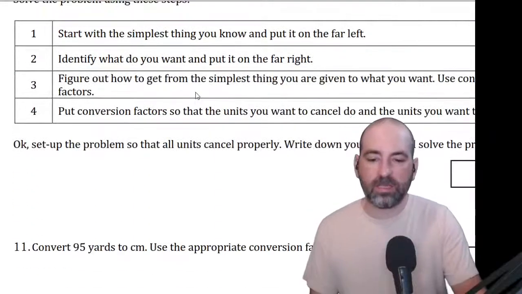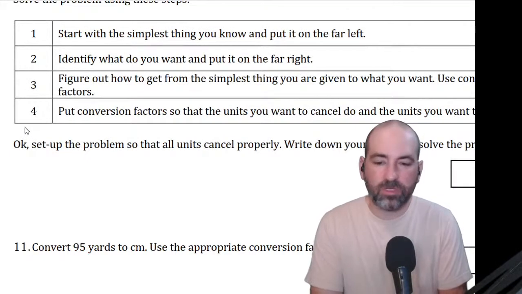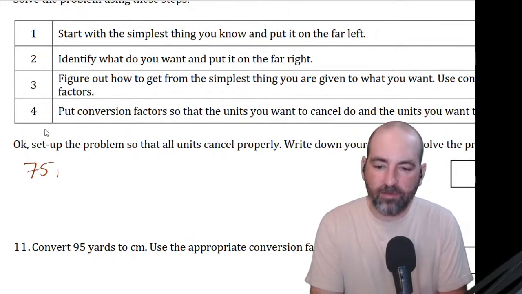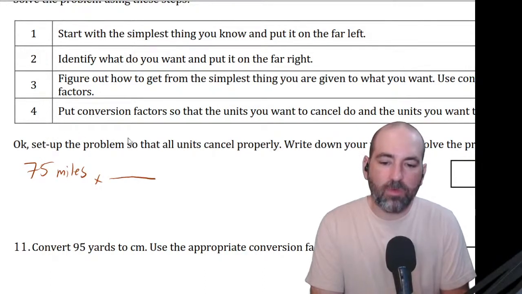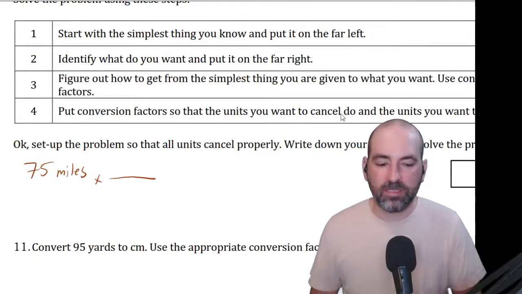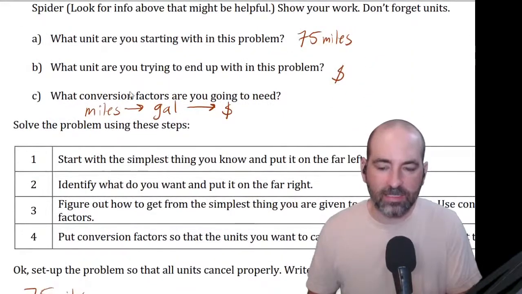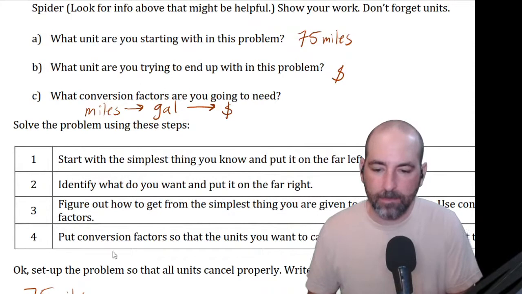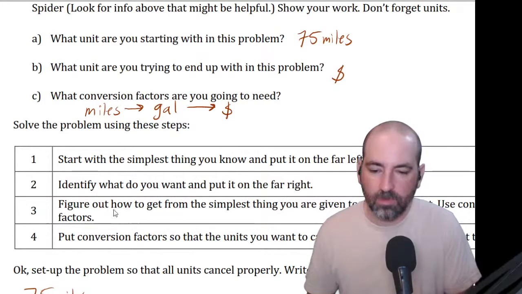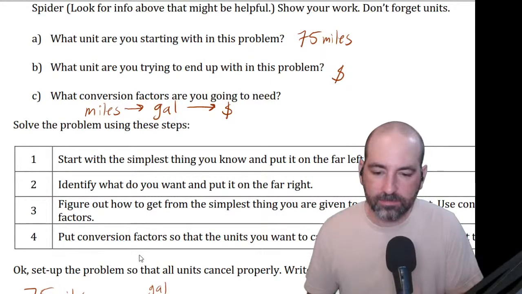So let's see how that sets up. And first we're going to do it just with the units. So we've got our 75 miles. And we want to multiply that by a factor that cancels miles and gives us gallons instead, because that's our next step in our pathway. So we cancel miles, and we instead go to gallons.